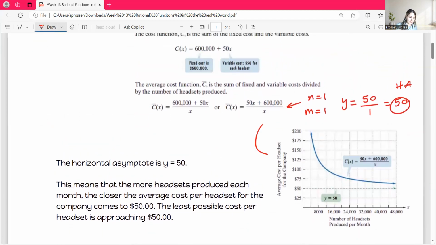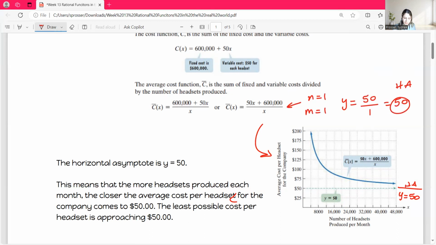We can graph this, and there's what the graph looks like. You can see they only graph part of this curve. We all know the other part is over here, right? Just like we spent all week graphing them. So we're only looking at the first quadrant there. We can easily see here's our horizontal asymptote. The graph approaches this line, y equals 50, and doesn't ever touch it. So what does that mean?